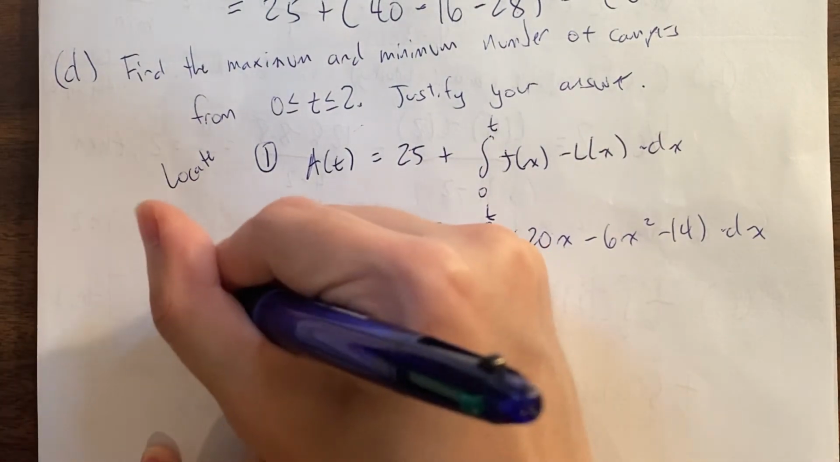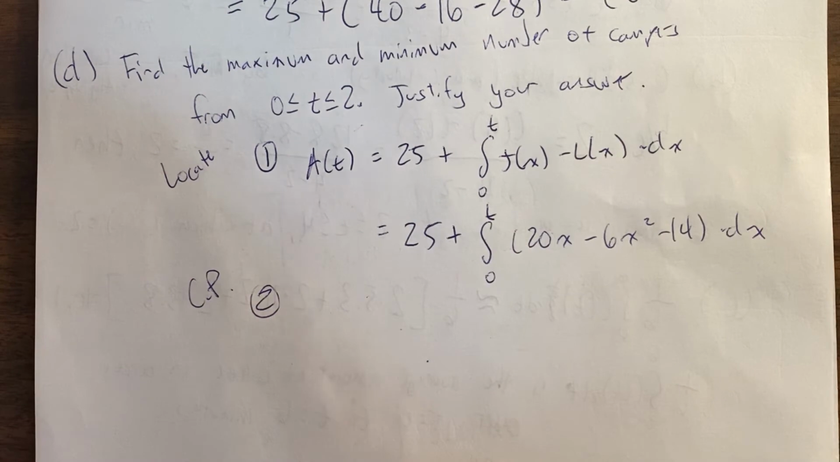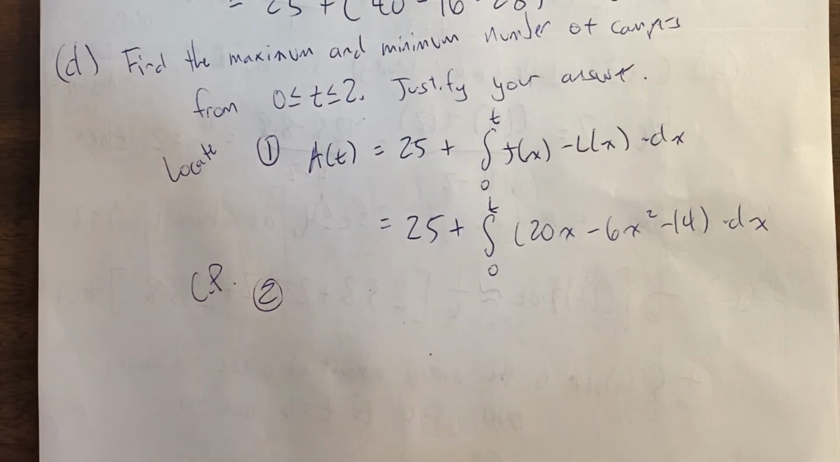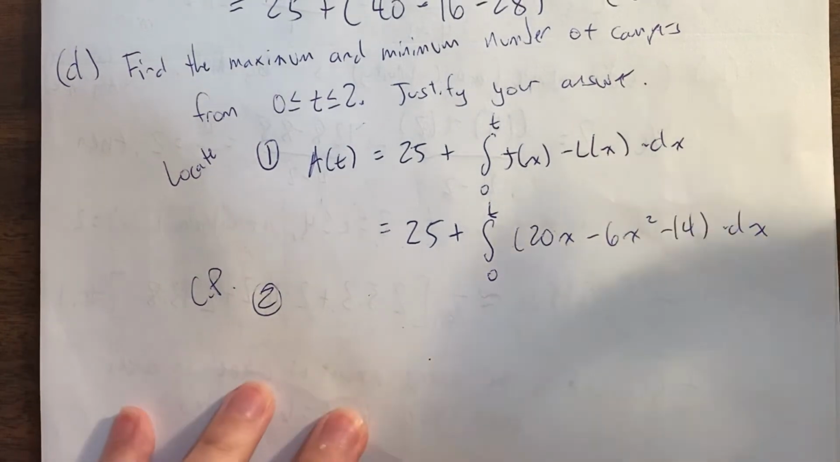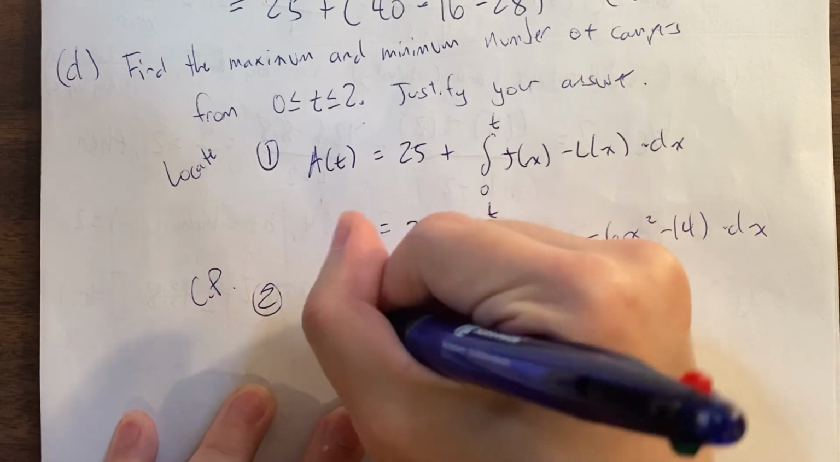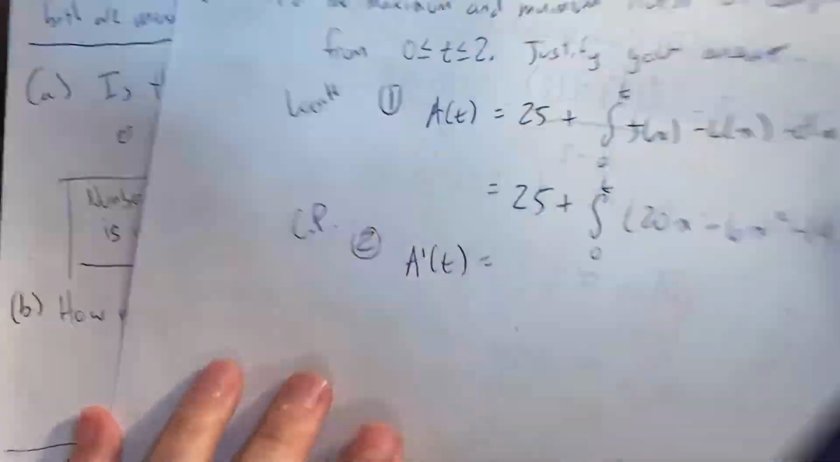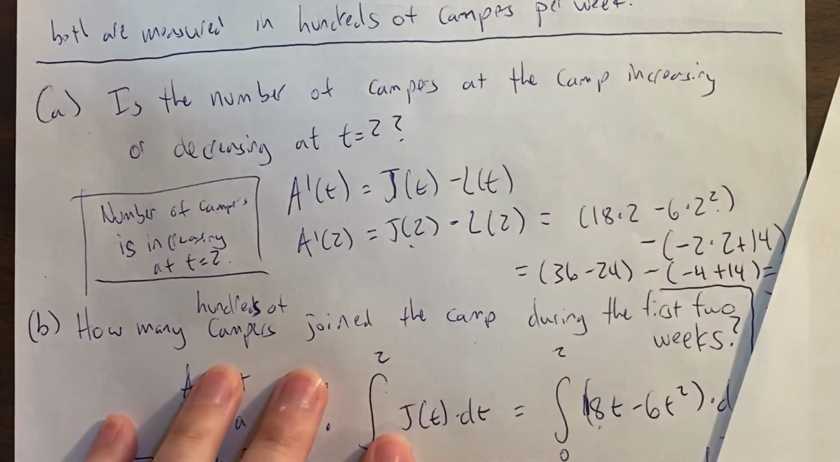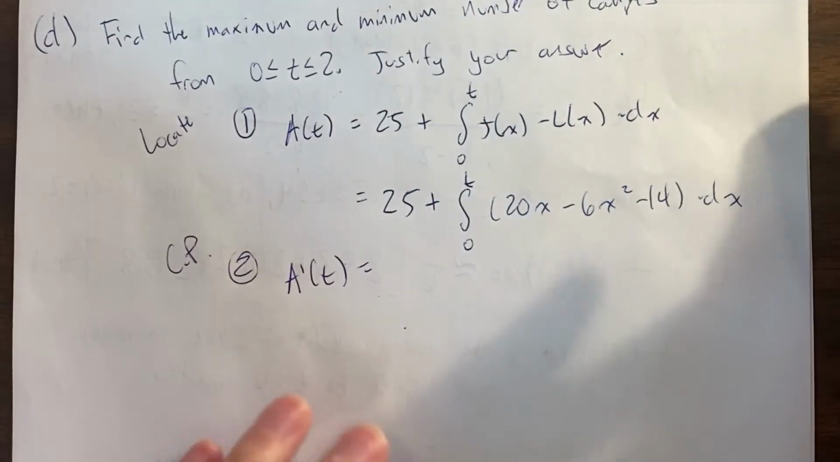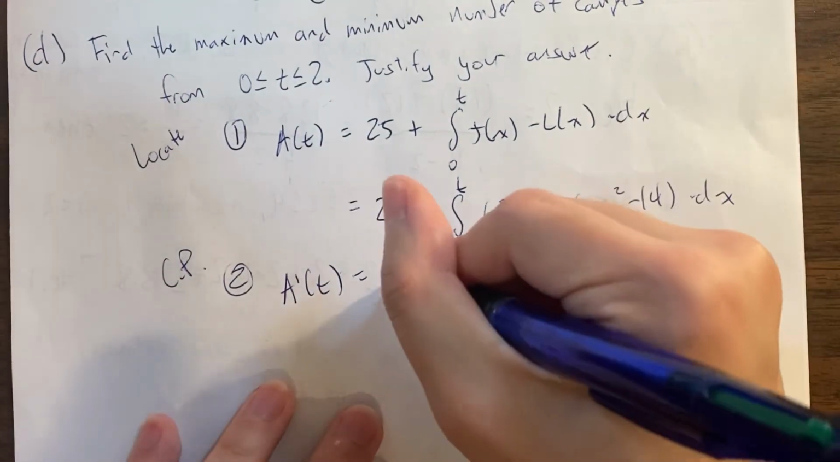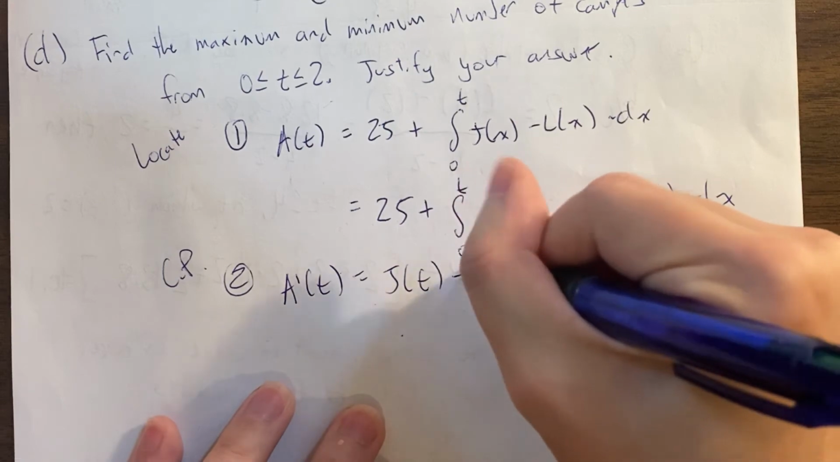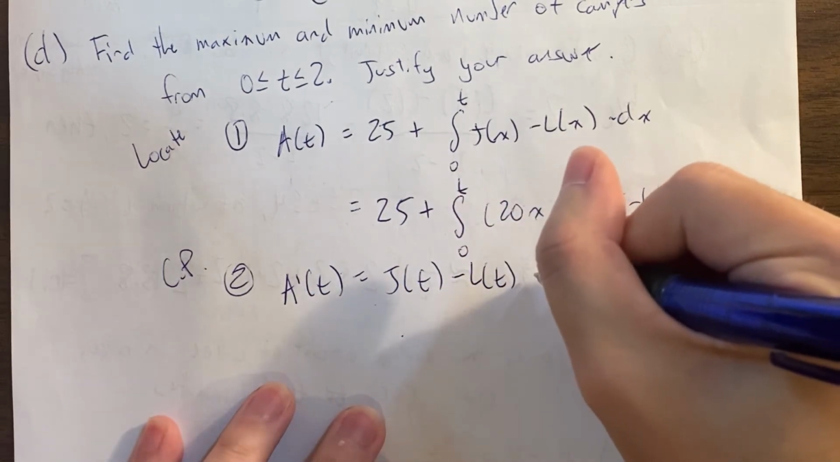Number 2 is the critical point step. That means you take the derivative and set it equal to 0. Remember, just set that derivative equal to 0, write it out explicitly, and you might get a point for that, even if you do find the zeros incorrectly. So A prime of t, again, the derivative of the amount formula, is rate in minus rate out. That's the rate of change of the number of campers. So we have J of t minus L of t. We're going to set this equal to 0.